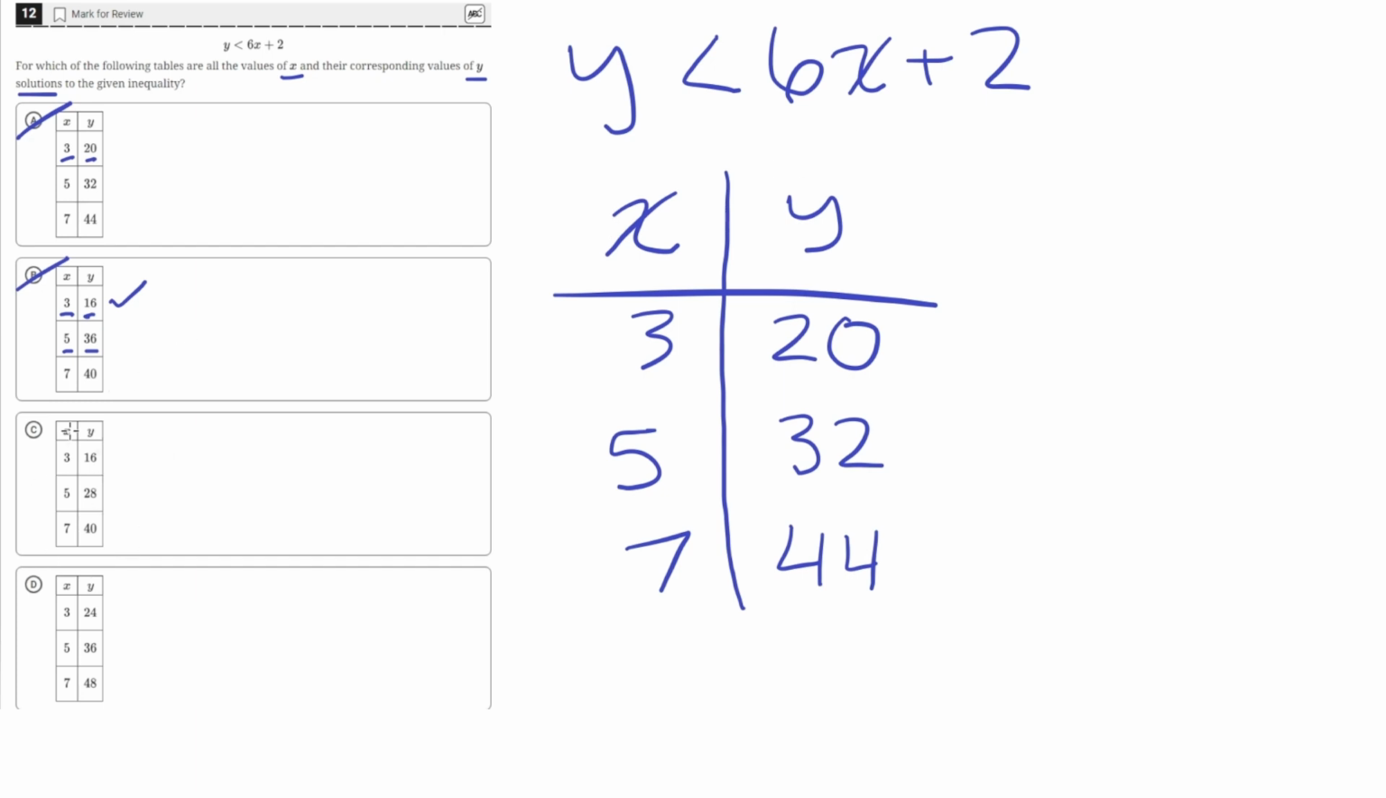So B is incorrect. Answer choice C says that at an x value of 3, y is 16. That's good because 16 is less than 20, and at an x value of 5, y is 28. That's good because 28 is less than 32. And at an x value of 7, y is 40, which is also good because 40 is less than 44. So answer choice C seems to be correct. And then answer choice D, we can instantly see that it's wrong because it's saying that at an x value of 3, y is 24, but 24 is greater than 20, so answer choice D is incorrect. So C is the correct answer.